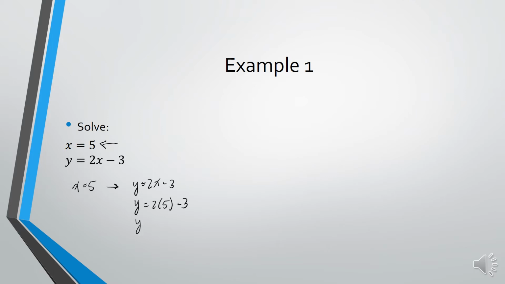So instead of writing an x, I'm going to write a 5. So then y is 10 minus 3, which is 7. So now we have x equals 5 and y equals 7. So our solution is 5, 7.